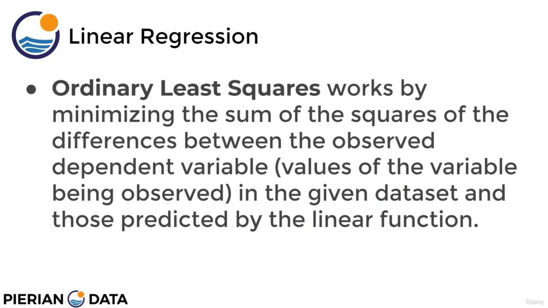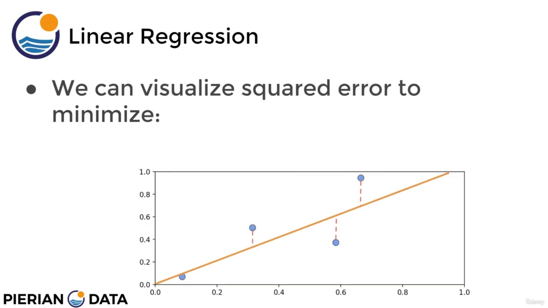Ordinary least squares works by minimizing the sum of the squares of the differences between the observed dependent values, that is, values of the variable being observed, in the given dataset and those predicted by the linear function. This is just the most formal way of saying that if we take a look back at this line and the residual errors from the real data points, what we're trying to do is minimize the squared error. So often we visualize the squared error with actual squares there, because if this line represents the error from the real data point to my fitted line, what I want to do is minimize that squared error.